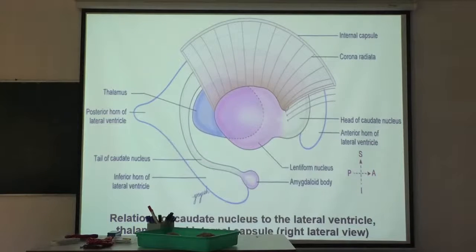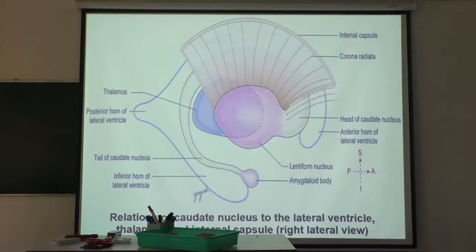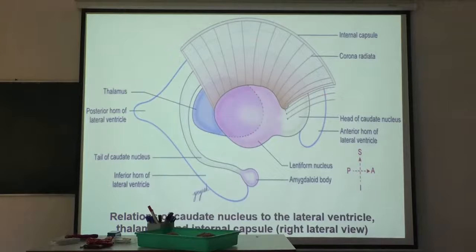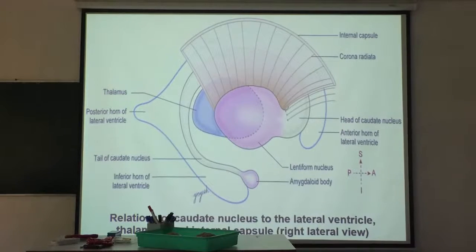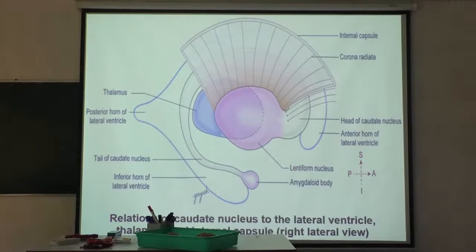See here, this is the lentiform nucleus, biconvex lens-shaped, and here is the caudate nucleus, the green one. Here is the head of the caudate nucleus, body of the caudate nucleus, and here is the tail of the caudate nucleus. In this part, it is lying in the floor of the anterior horn and body of the lateral ventricle, and the blue lining is of the lateral ventricle: anterior horn, body, posterior horn, inferior horn. You can see the tail of the caudate nucleus is forming the roof of the inferior horn.